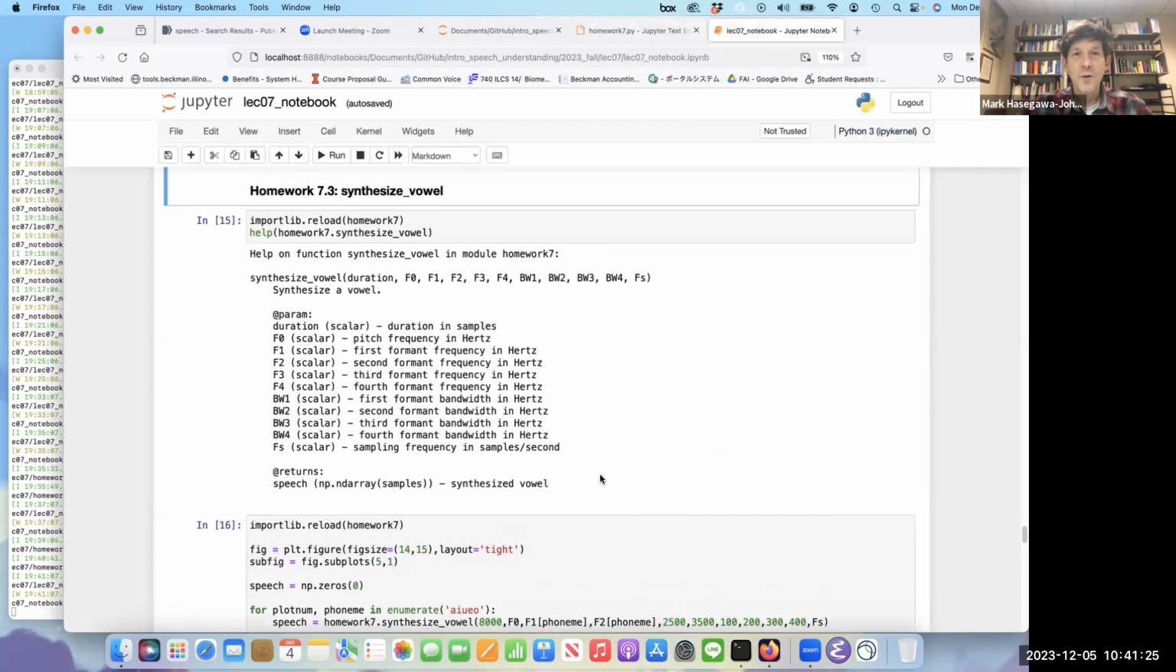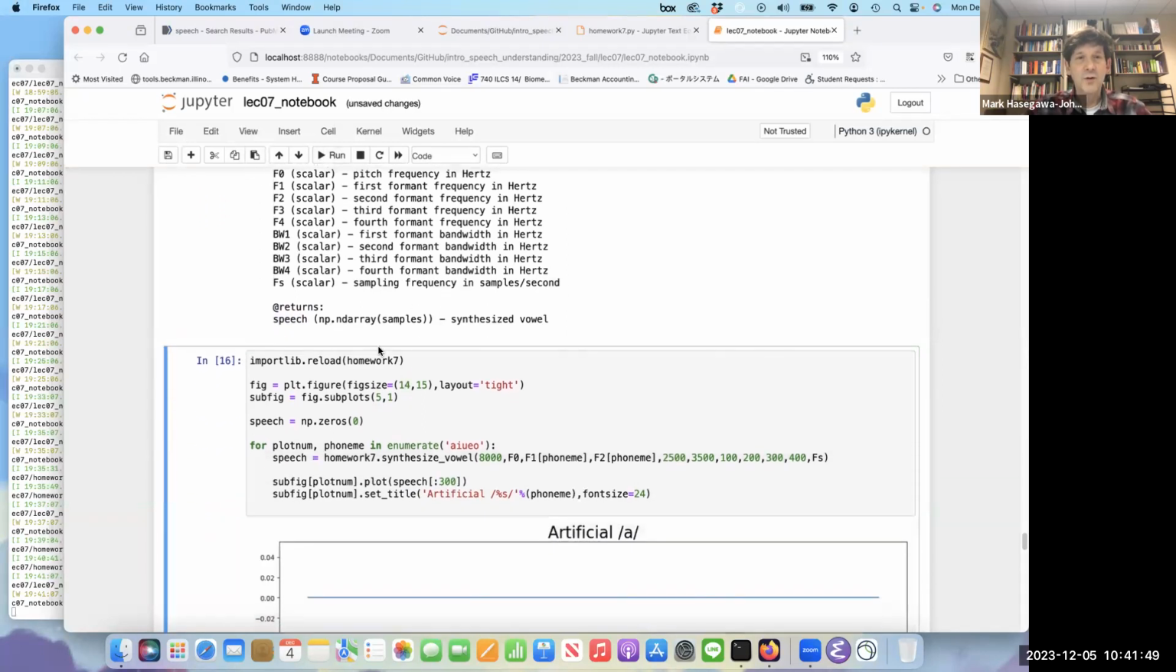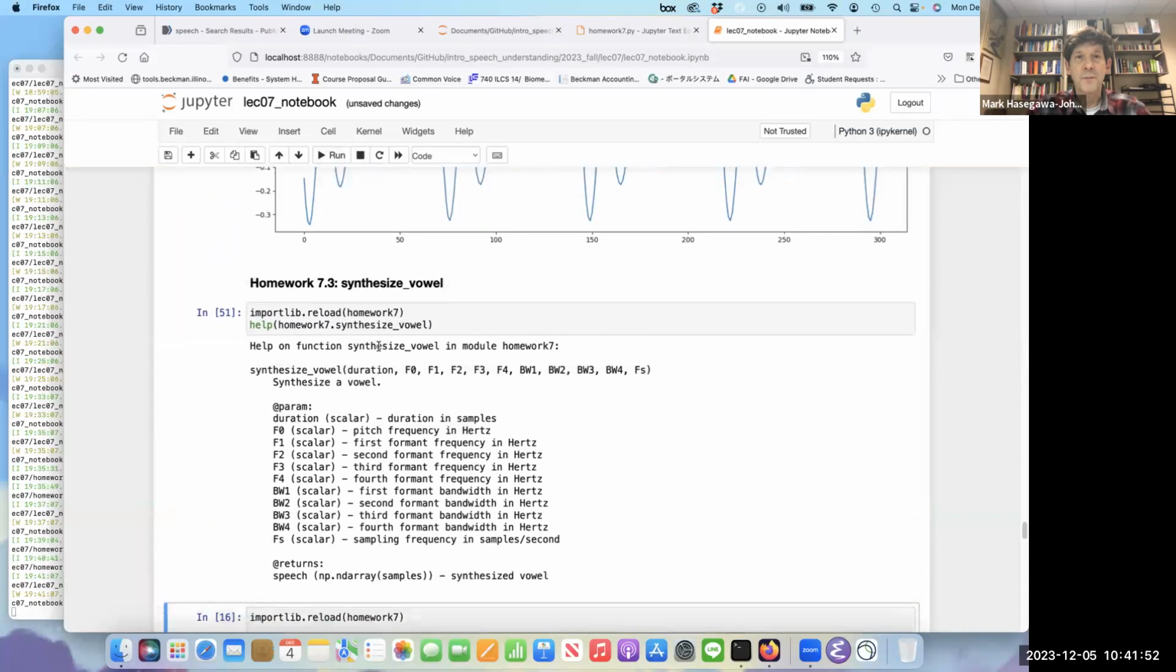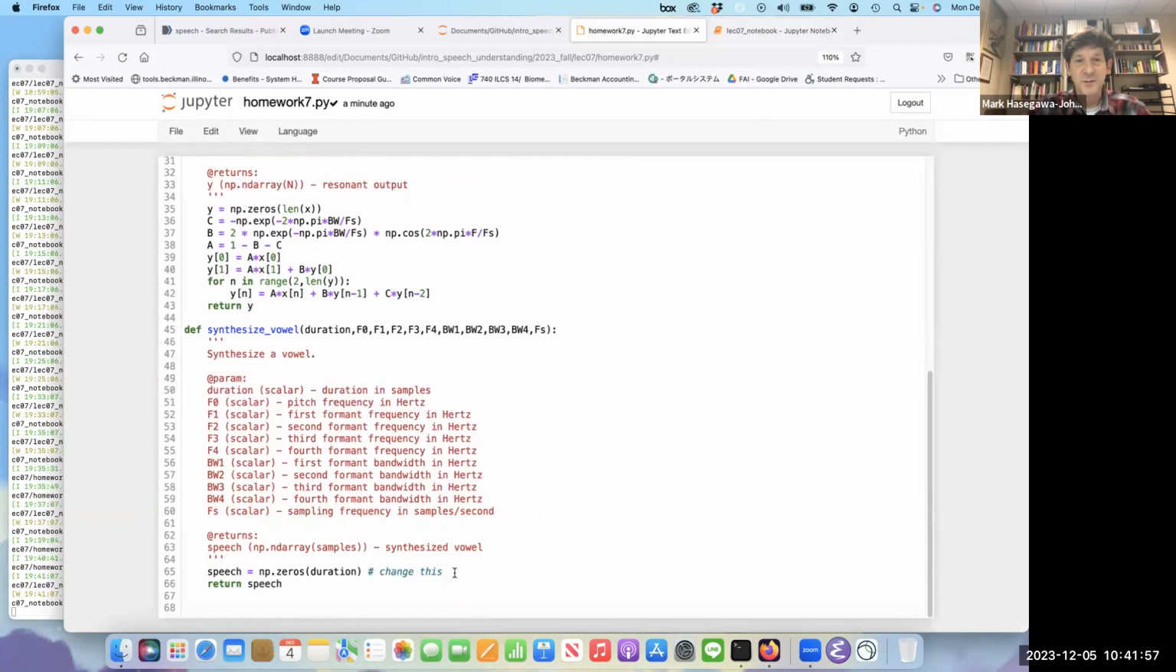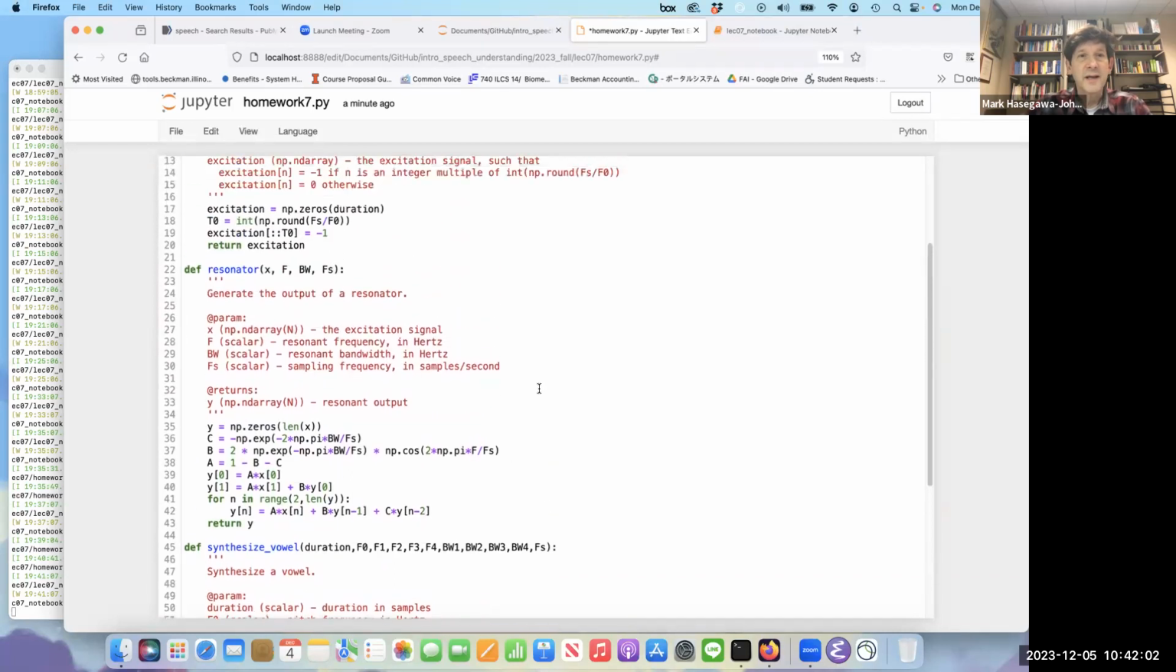Okay. Homework 7.3 then is synthesizing a vowel. To synthesize a vowel, we pass in the pitch frequency, and then we also pass in the frequencies of the first 4 formants, and the bandwidths of the first 4 formants, and the sampling frequency. And as output, we should return speech, which has the specified duration in samples and is a complete vowel. In order to do that, we just use the other functions. So to synthesize vowels, we start out with this speech signal, and then we want to create an excitation.